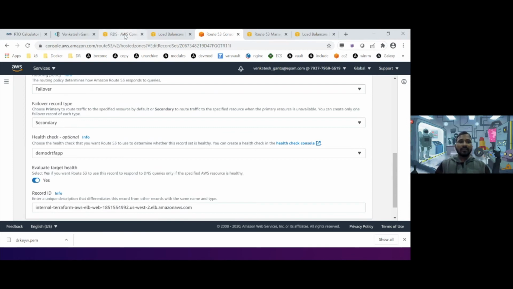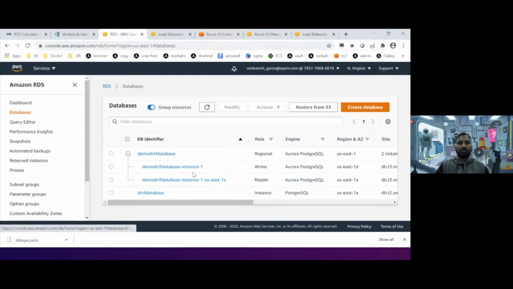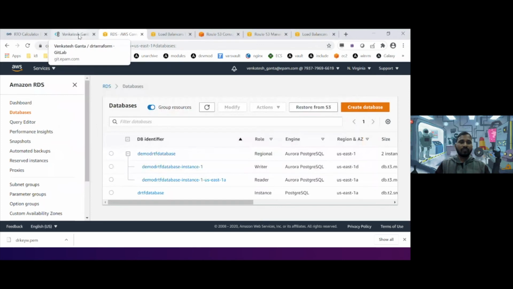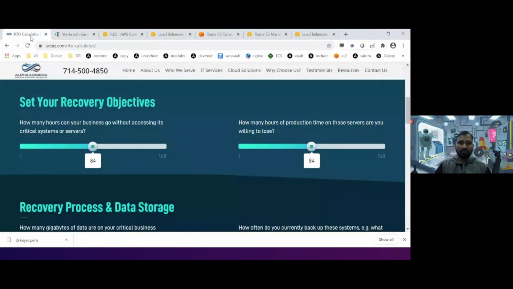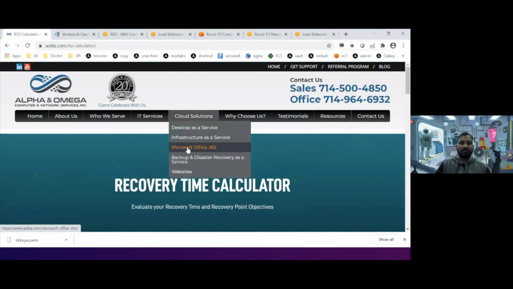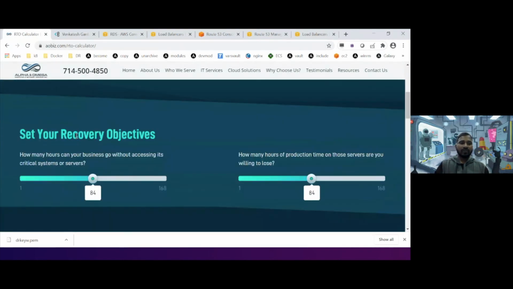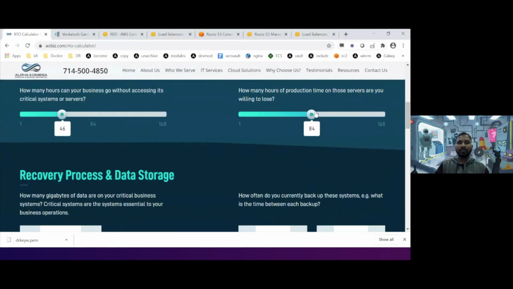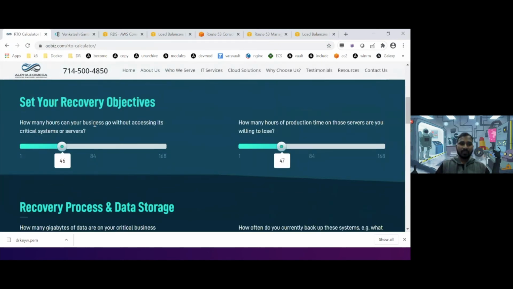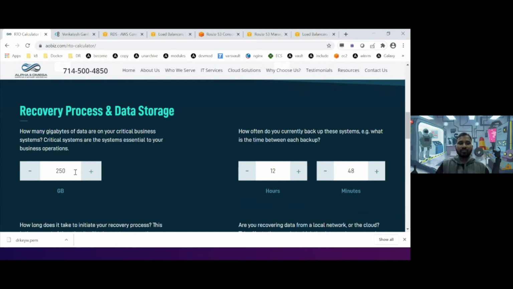Okay, so looking at the database, we have cross-region replication, and also within the region we have a standby and primary instance. For calculating RTOs and RPOs, we have some good tools in the market. We have a lot of tools, but this is one of the tools which I came across. You can set your recovery objectives: how many hours of production time on those servers you are willing to lose, how many hours your business can go without accessing its critical systems, the recovery process and data storage, how much data storage you have, and how often you take regular backups.